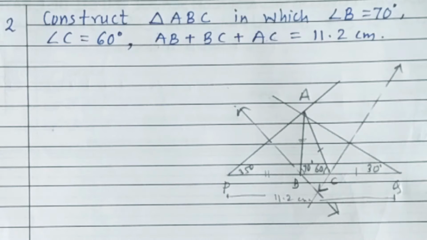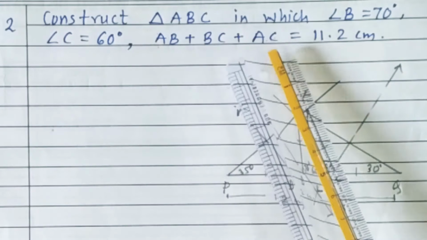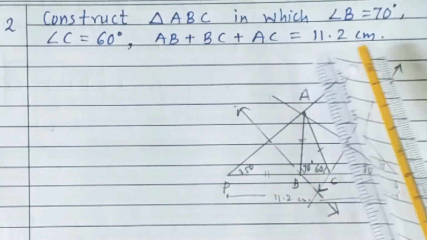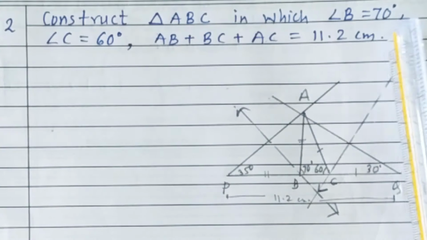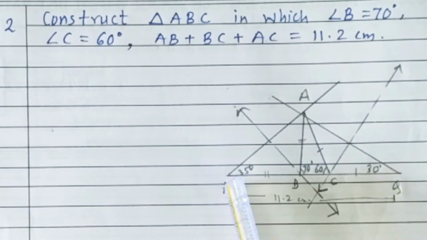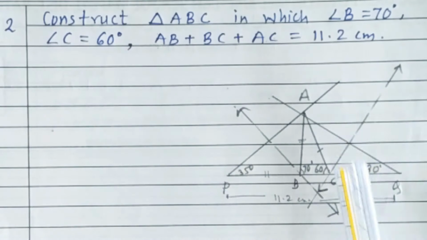Second example, construct triangle ABC in which angle B is equal to 70 degree, angle C is equal to 60 degree, and perimeter, sum of length of all sides AB plus BC plus AC, is equal to 11.2 centimeter. So the process of constructing such type of triangle where the perimeter is given: first we have to draw a base segment of length 11.2 centimeter. Then the angle B is 70, so half of 70, 35. So at point P, draw the angle of 35 degree.